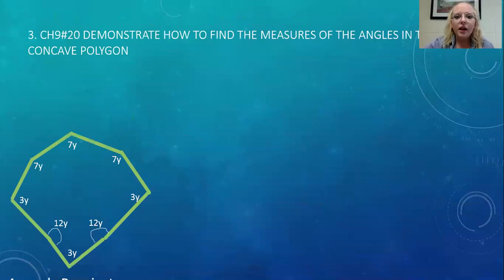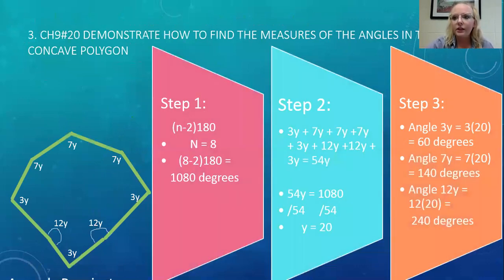Next, we're going to demonstrate how to find the measures of the angles in the concave polygon. One of the first things we need to do is add our sides together. So here's 1, 2, 3, 4, 5, 6, 7, and 8. So we have 8 sides.